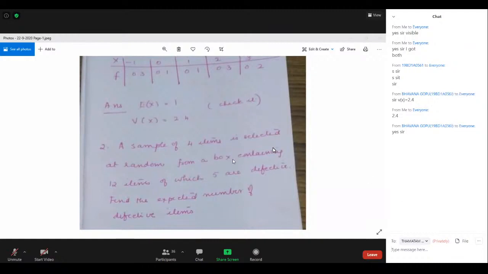See the question: a sample of four items is selected at random from a box. First, we have to construct the probability distribution table. And in the last line, find the expected number of defective items. That means the random variable X is the number of defective items. Can anybody guess how many values X is taking?